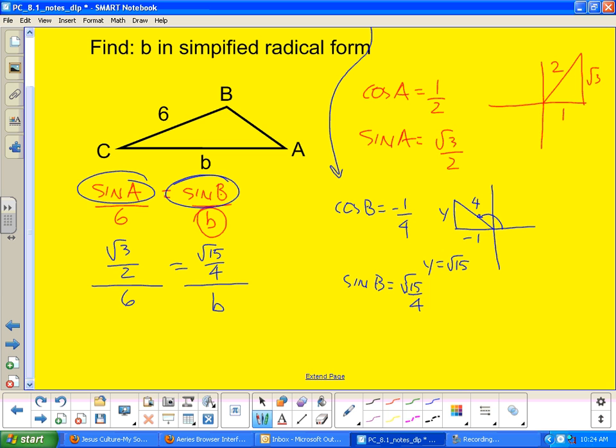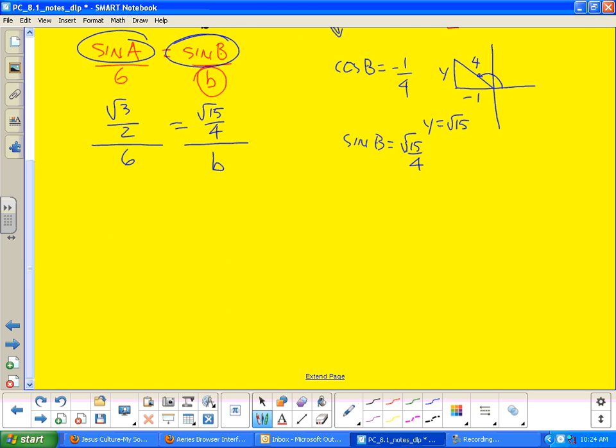Setting up my proportions. Got a little work to do on that one, huh? So we have root 3 over 2b is equal to root 15 over 4 times 6. Root 15 over 4 times 6 times the reciprocal of root 3 over 2. And I'll let you guys go ahead and finish it from there.